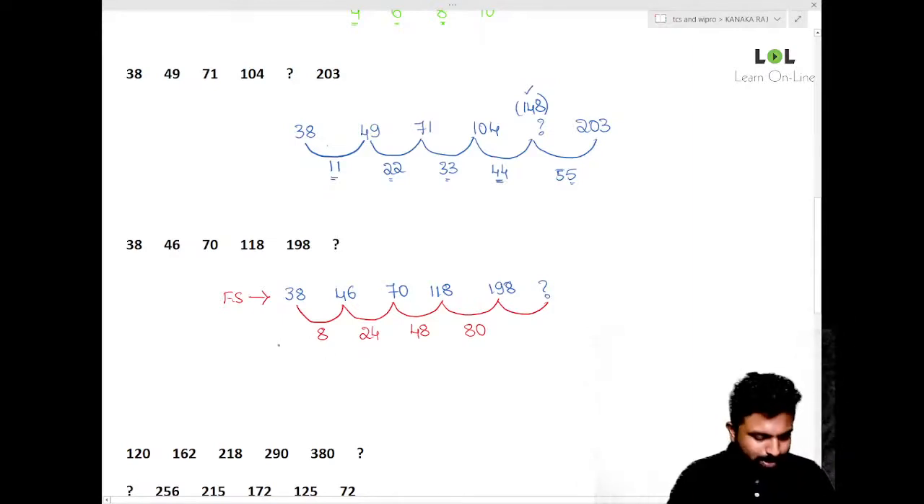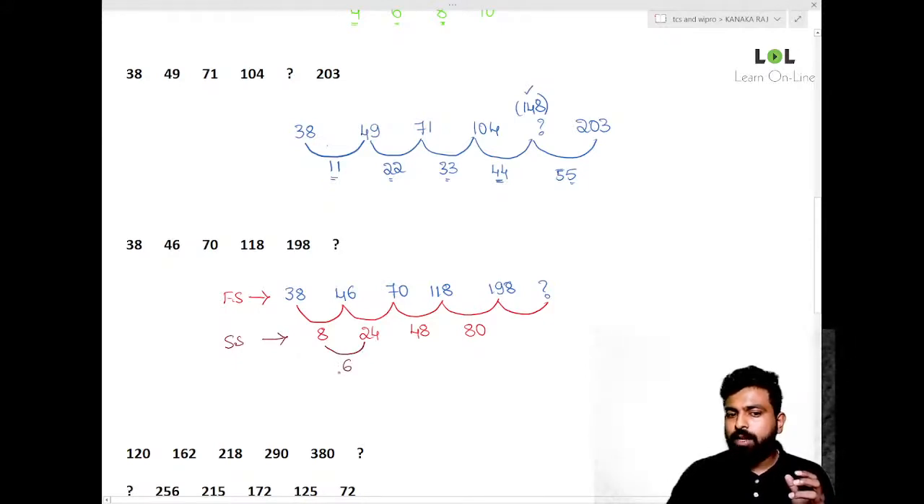So what I'll do is, I'll consider this as my second series. 8 and 24. What will be the difference? 8 plus 6, 14 plus 10, 24. 24 plus 4, 28 plus 20, 48. 48 plus 2, 50 plus 30, 80. So what are these? 16, 24, and 32. What are these numbers? These are consecutive multiples of 8.